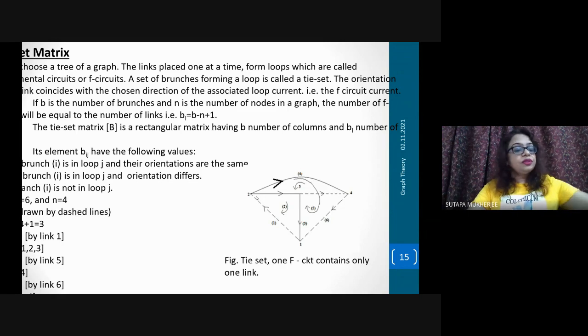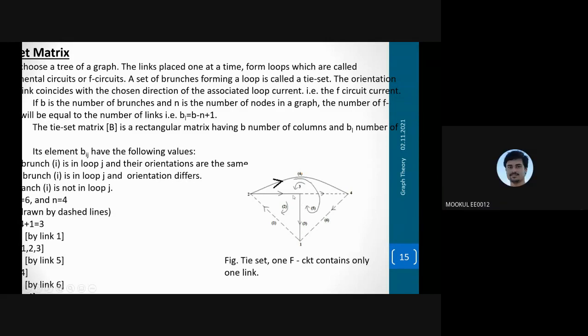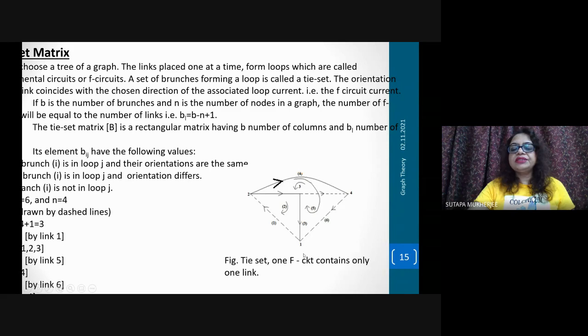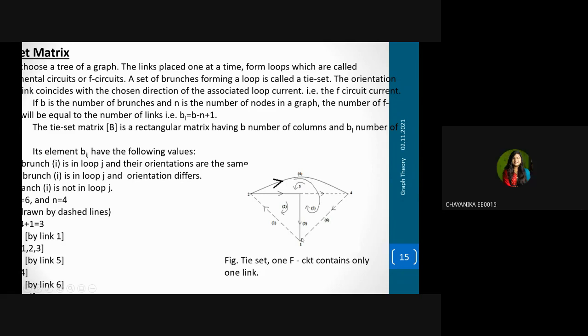So this is the tree I have to consider here. This tree contains 1, 2, 3, 4 nodes, and it contains how many branches? Three branches. This is branch number 2, and this is branch number 4. So this tree contains which branches? 4, 2, and 3. Is it clear? What are the branches this tree contains, Chayanika? 4, 2, 3.